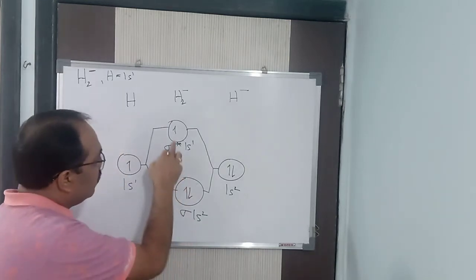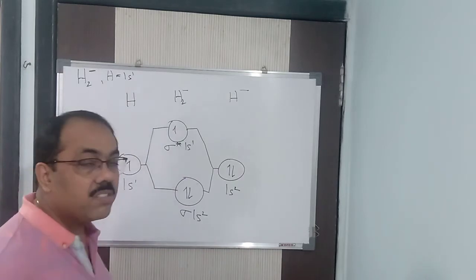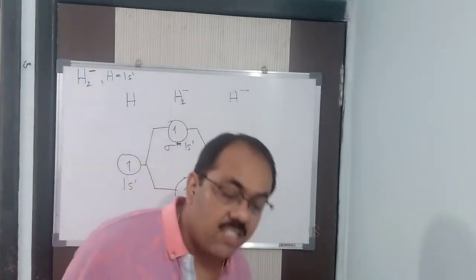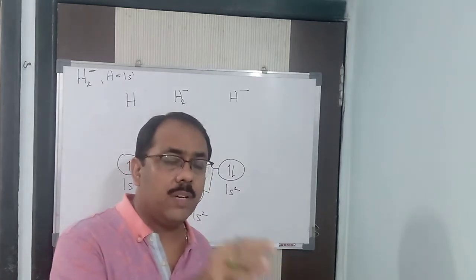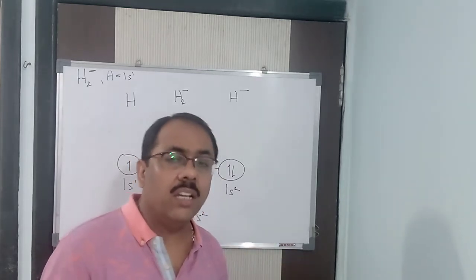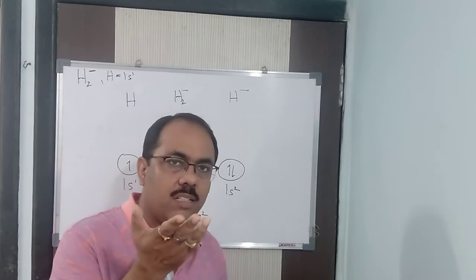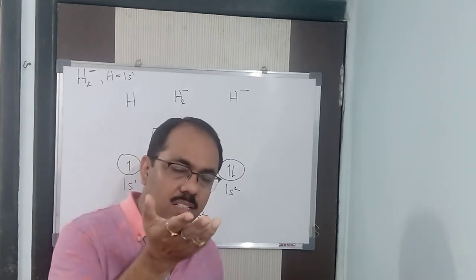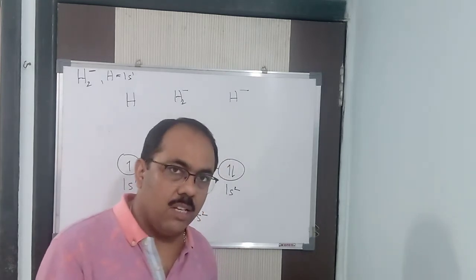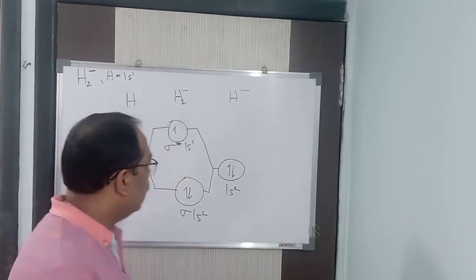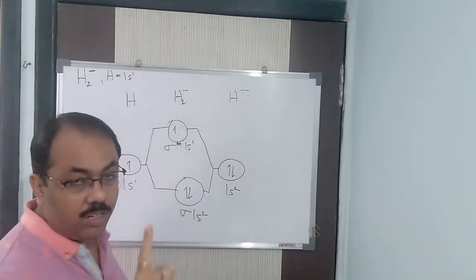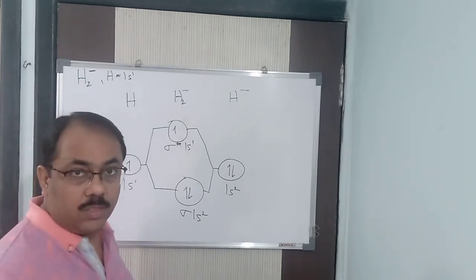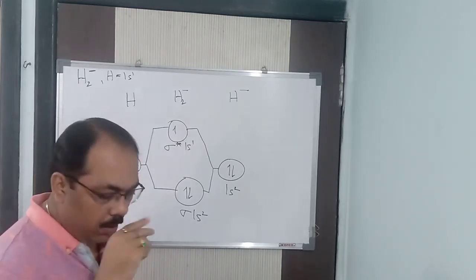But here 1 electron is there. So anti-bonding effect is there. Due to the presence of anti-bonding effect, that is 1 electron present in the anti-bonding, that is sigma star 1s1, energy is increased. So as the energy is slightly raised, stability is decreased. So H2 minus is less stable in nature than H2 plus. In this way you can compare the stability also. I hope you got it.